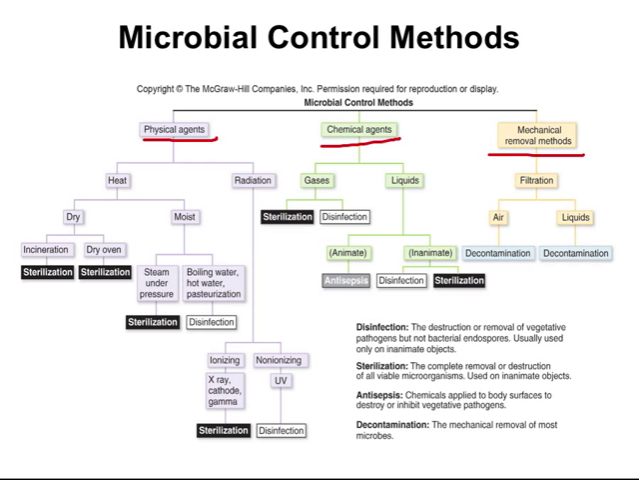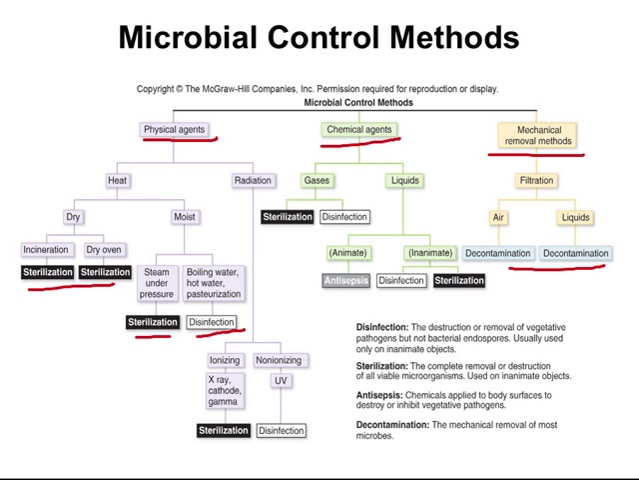When we look at physical agents and consider heat and dry heat, in the incinerator or dry oven, we might end up with complete sterilization. Steam under pressure may also give us complete sterilization, but just boiling water, as we've considered already, not sterilization entirely, but definitely disinfection. When we consider mechanical removal methods, we're just dealing with decontamination.